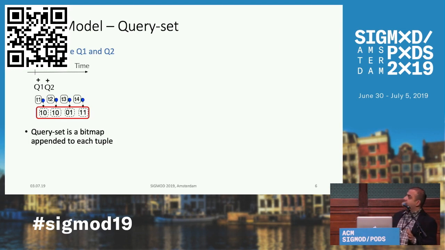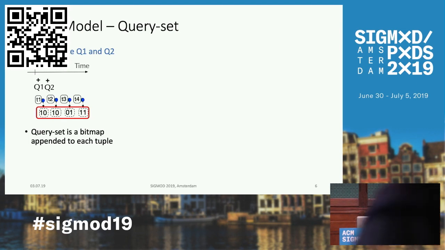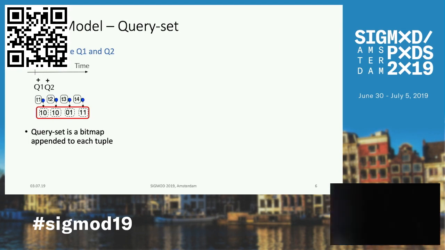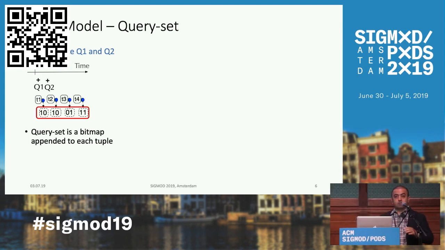So assume that at time 1, we create query 1 and query 2. Plus sign means query creation. And in shared selection instances, basically each tuple is appended a bitmap. And this bitmap we call as query set. And each bit in this bitmap shows if the tuple belongs, meaning if the tuple matches the selection predicate of a particular query. For example, tuple 4 matches the selection predicates of query 1 and query 2.